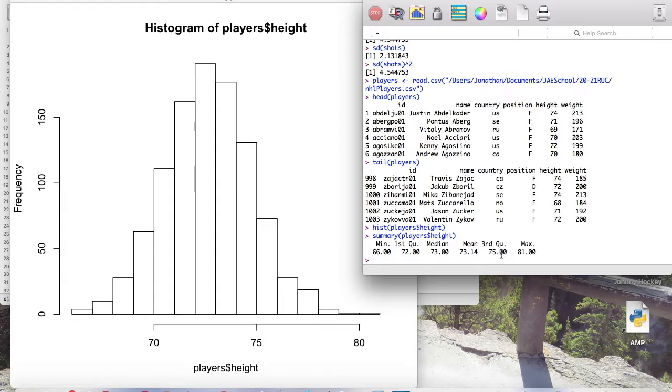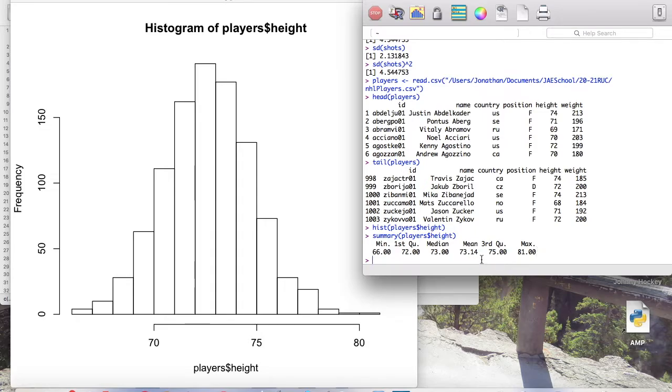Our 75th value is, I guess, somewhat conveniently 75 inches tall, and the tallest player is 81 inches. That's 6'9", and that's still Chara.